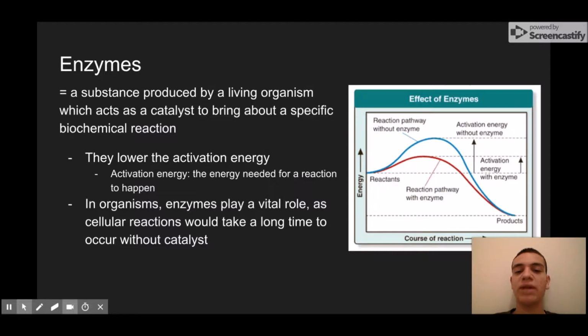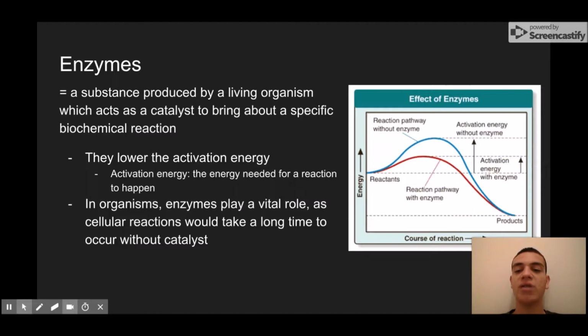Let me first explain what an enzyme is. An enzyme is a substance that is produced by a living organism that acts as a catalyst for a specific reaction. Another question may arise. How do catalysts work? Well, catalysts work by lowering the activation energy that a reaction needs to happen. Then a third question comes to mind. What is activation energy? Activation energy is a term used to describe the energy needed for a reaction to occur.